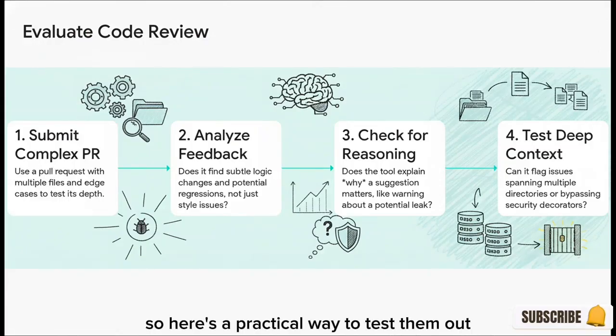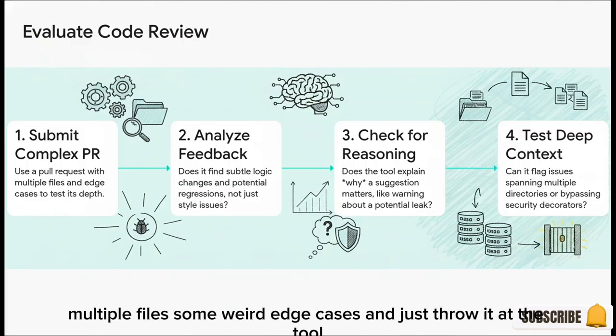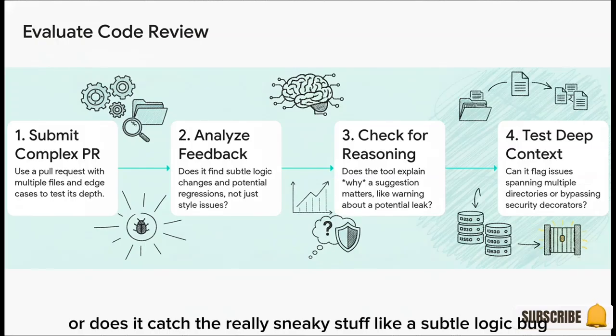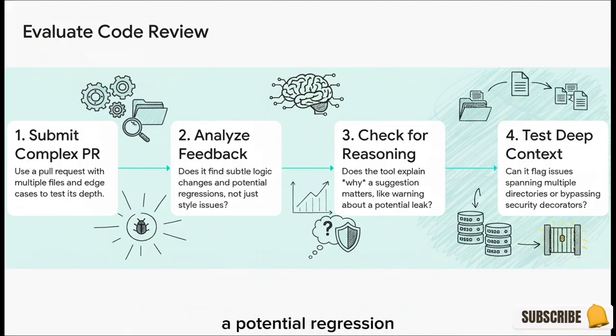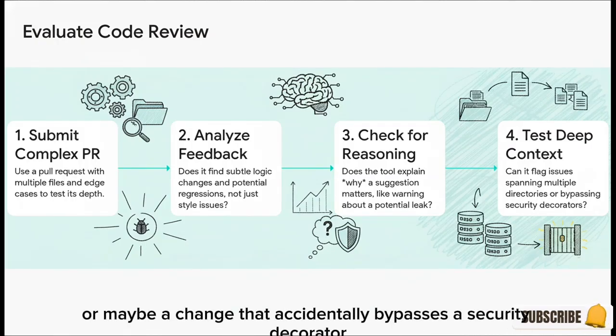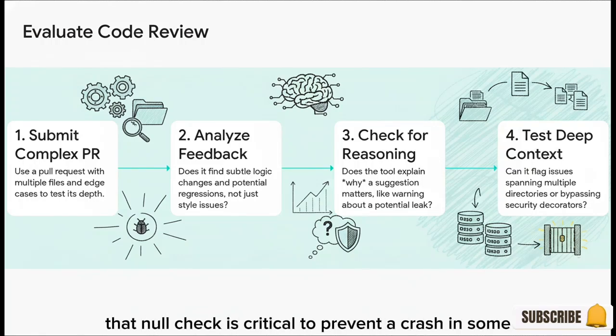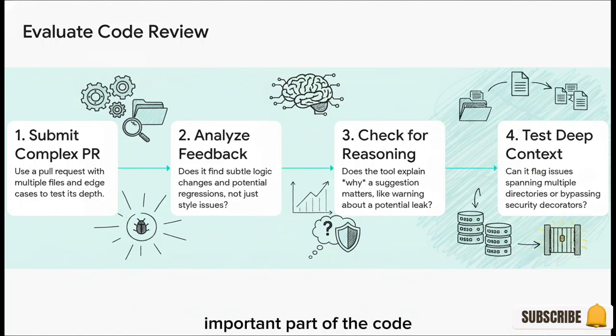So here's a practical way to test them out. Take a pretty complex pull request, a few hundred lines, multiple files, some weird edge cases, and just throw it at the tool. Does it just flag style issues, or does it catch the really sneaky stuff, like a subtle logic bug, a potential regression, or maybe a change that accidentally bypasses a security decorator? A really good tool won't just say, hey, add a null check here. It'll explain why that null check is critical to prevent a crash in some important part of the code.